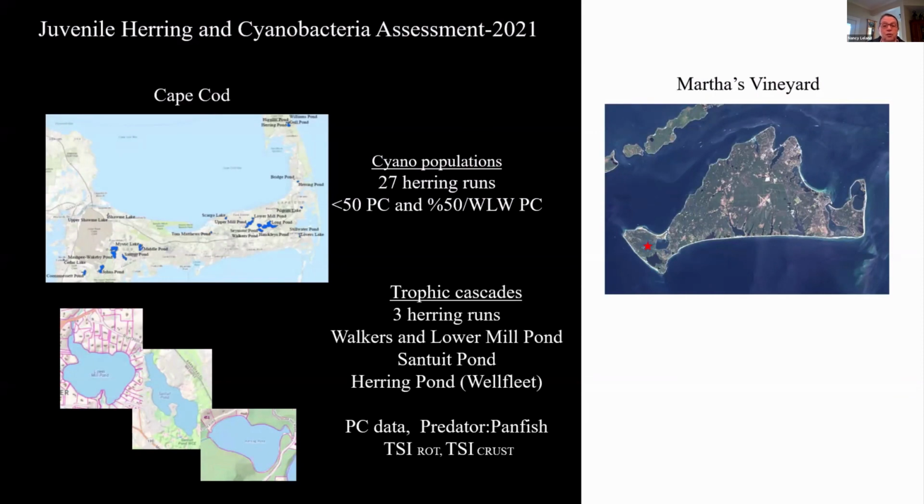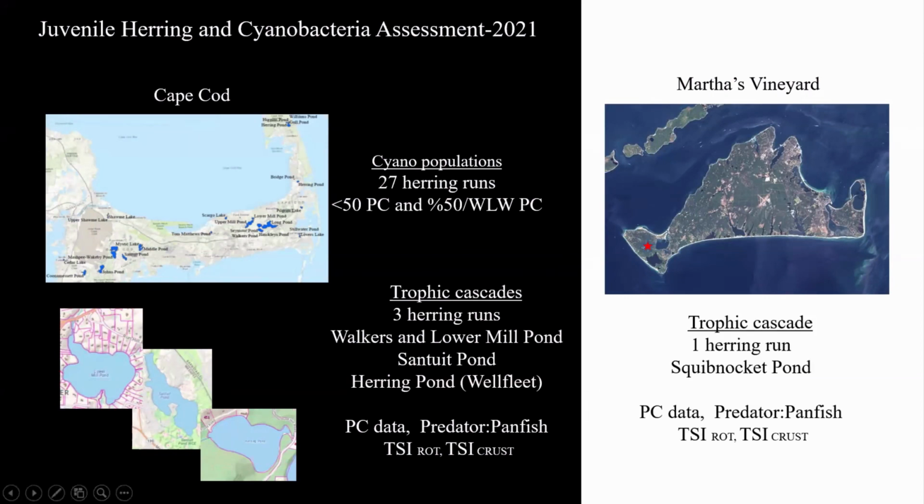We will be doing trophic cascade studies at 3 herring runs. We will be working on Walker's and Lower Mill Pond, which is part of a complex of lakes. We will also be working on Santuit Pond and Herring Pond in Wellfleet. And to this, we'll be doing our phycocyanin data, and then also the predator to panfish ratio and our zooplankton Trophic Status Index. We'll also be doing this out at Martha's Vineyard on Squibnocket Pond.